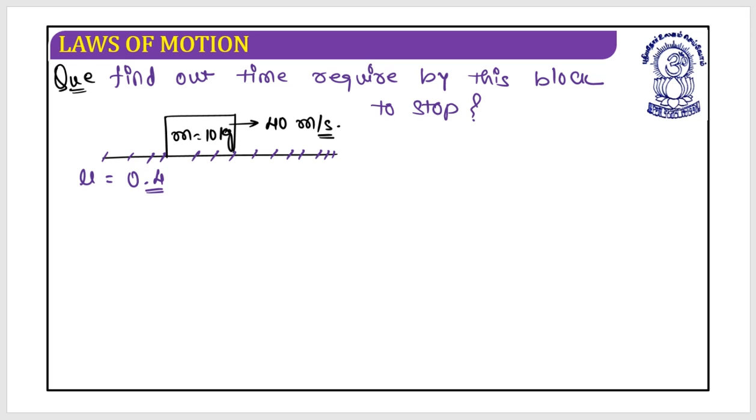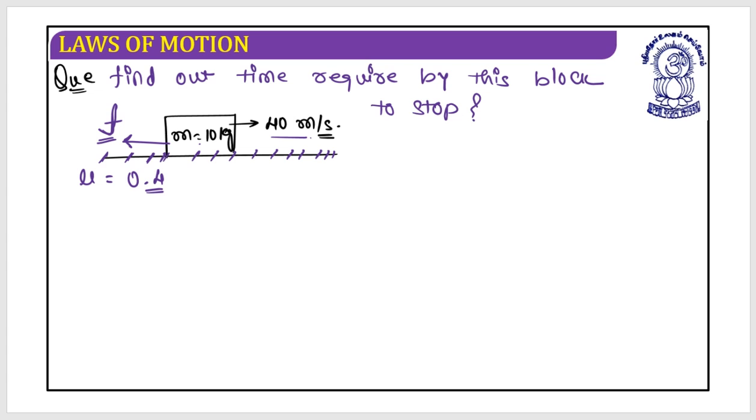Now the question is, why will this stop? Because it is already moving with 40 meter per second. This path has friction, so this friction will be in the opposite direction to the natural tendency of motion. This is moving in the positive x direction, so I should apply a friction in the negative x direction. This friction will oppose the relative motion between this block and this surface, so it is going to stop at a certain instant of time. I need to find that time.